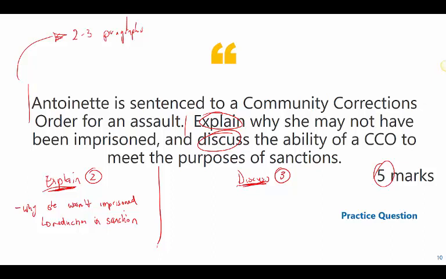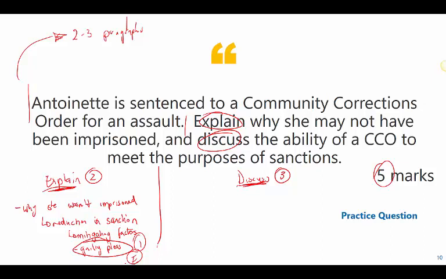What sort of things lead to reduced blame? All of a sudden we know that, if we break this down further, that could be mitigating factors, or that could be guilty pleas. So our aim here to answer this question is, say if we went with guilty pleas particularly, why she might not have been imprisoned would be to identify guilty pleas and then explain why that leads to a reduction in sanction. Okay, so identify and explain.